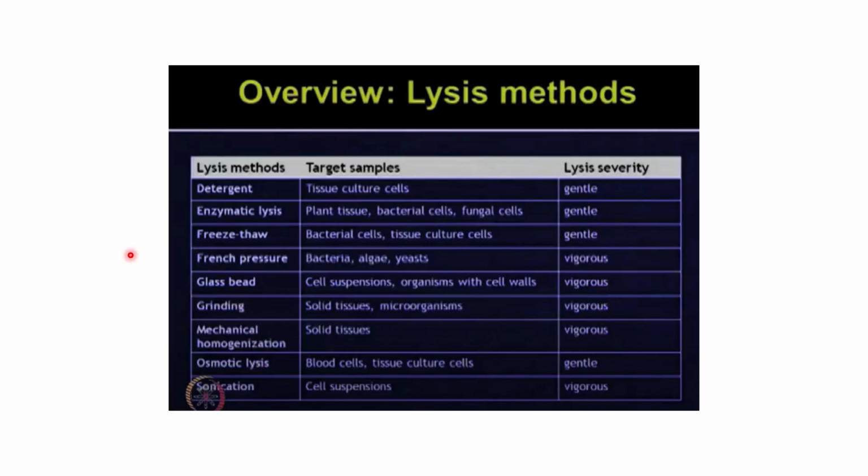Depending upon the type of cell you are using, for example, there are certain cells which have a cell wall as well. For degrading the cell wall, you cannot just use a chemical method and lyse it. It will not lyse because cell walls are much thicker and much stronger. You cannot use a gentle method for lysing them. You need to have a vigorous method so that all the components from inside come out.